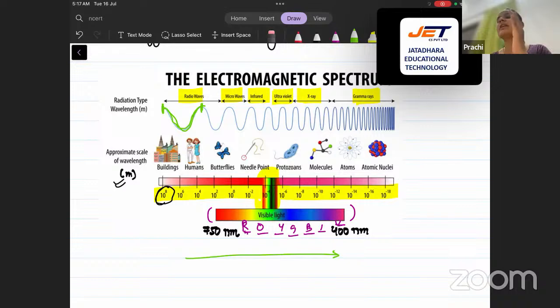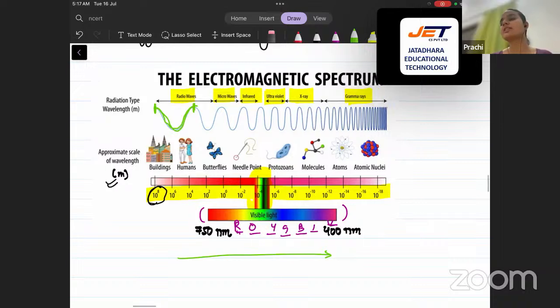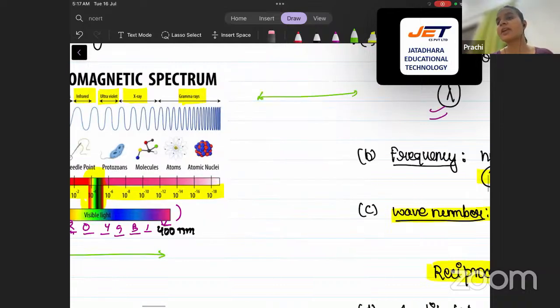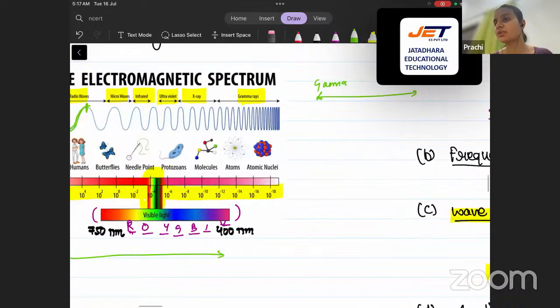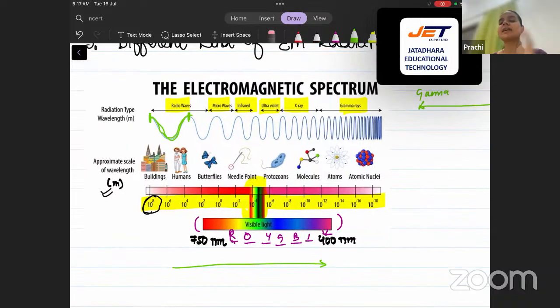In your book, it may be the other way around. So you will be given first gamma rays, then X-rays, UV, visible, IR, microwave, and radio wave. So it can be the other way, which is that it can start from gamma and then it can reach up to radio waves. So don't be confused, right?